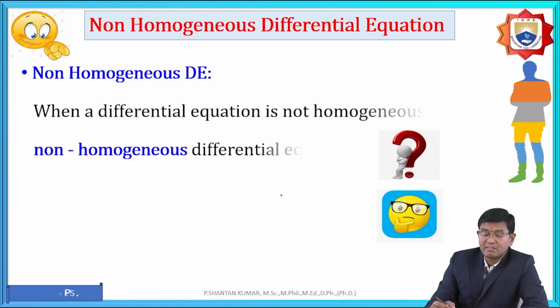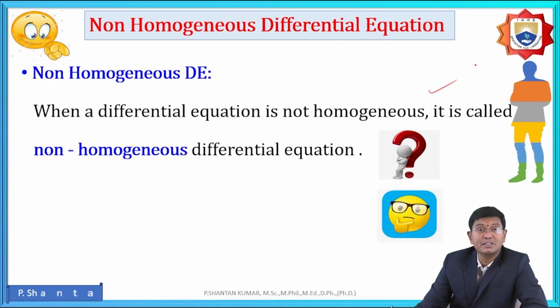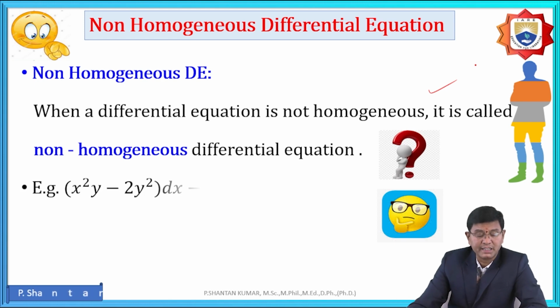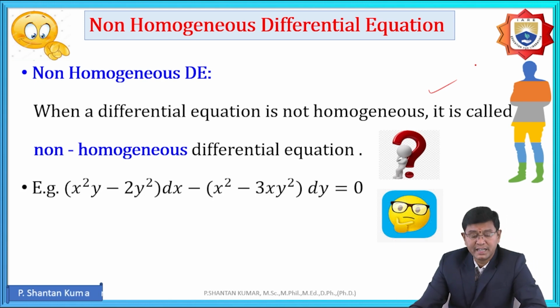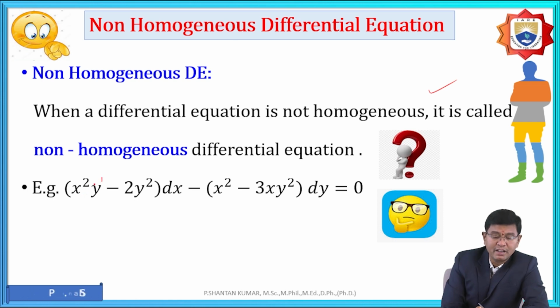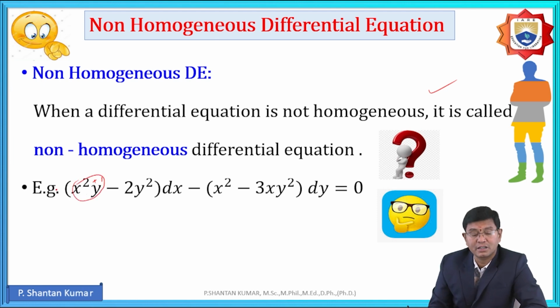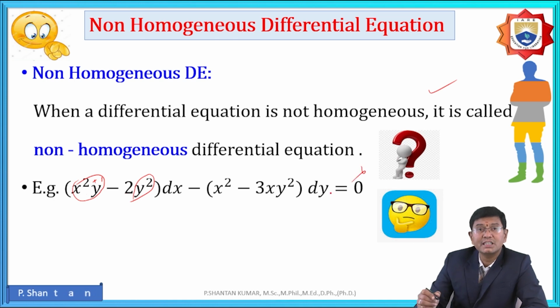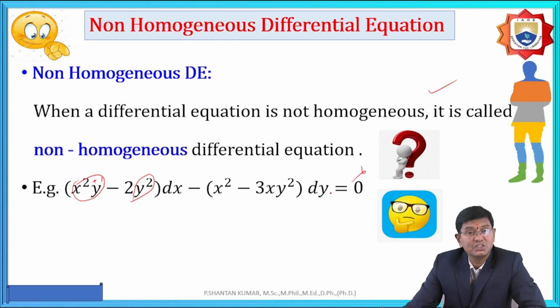Simply put, when a differential equation is not homogeneous, it is called a non-homogeneous differential equation. For example, consider (x square y minus 2y square) dx minus (x square minus 3xy square) dy equals 0. Observing here, the first term has x power 2 and y power 1, and since it is a product, the degree of x square y is 3, whereas the other term has degree 2. Therefore, in this first case itself, it is a non-homogeneous differential equation.